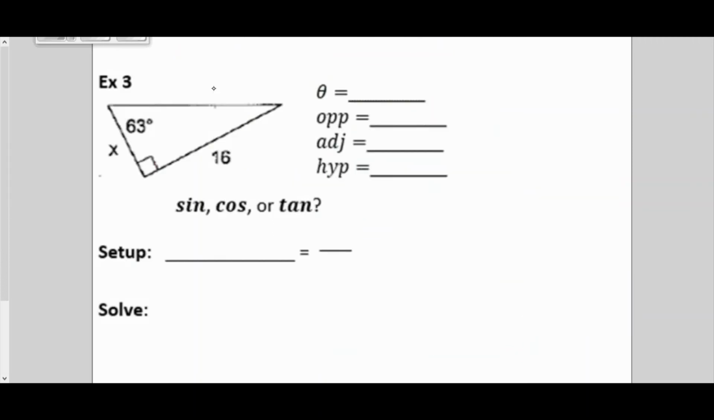So here's example 3. So what I'm going to do first, I'm going to identify my theta. So my theta, or my reference angle, is this green angle. It's 63 degrees. So after I find my reference angle, let's go ahead and find the hypotenuse. So here's my right angle. Across from the right angle is the hypotenuse. I think it's best to identify your theta and then your hypotenuse. So I don't know what the hypotenuse is. So I'm just going to cross that off because we don't have any information about the hypotenuse.